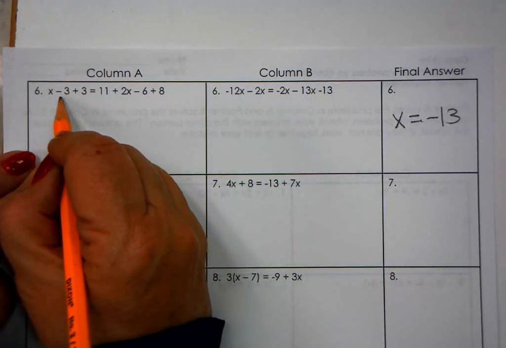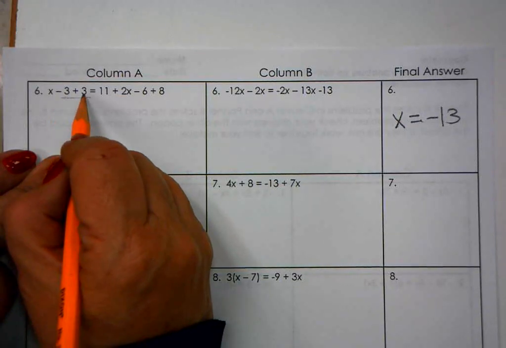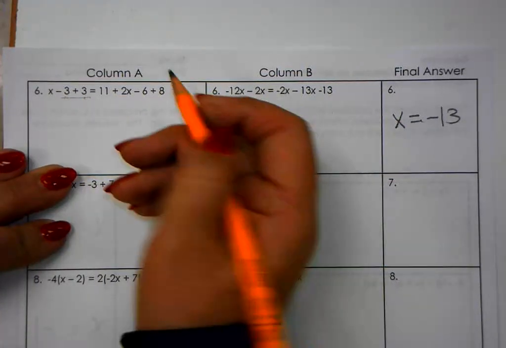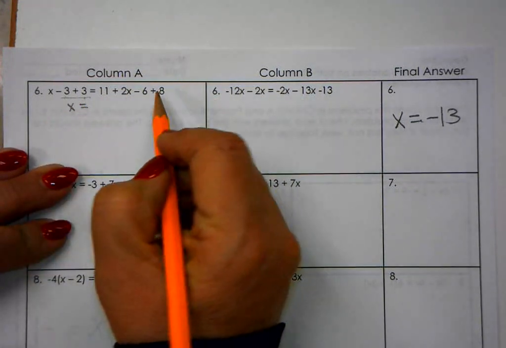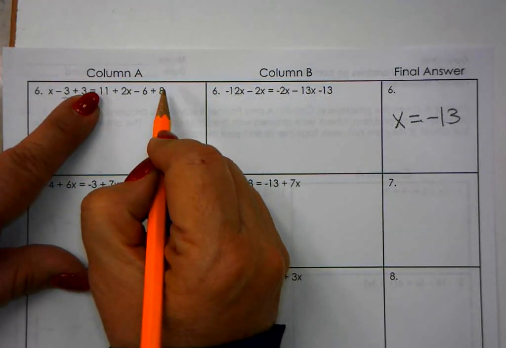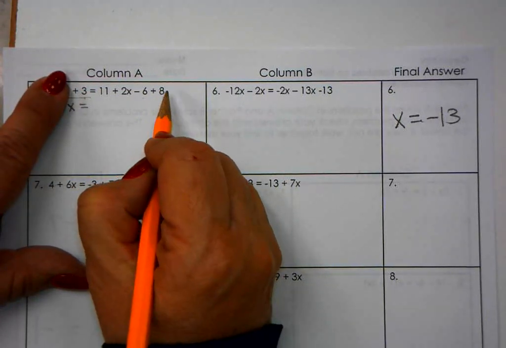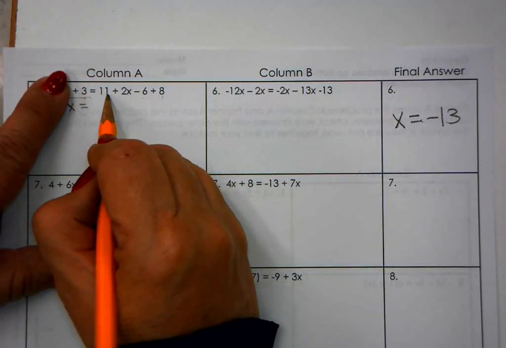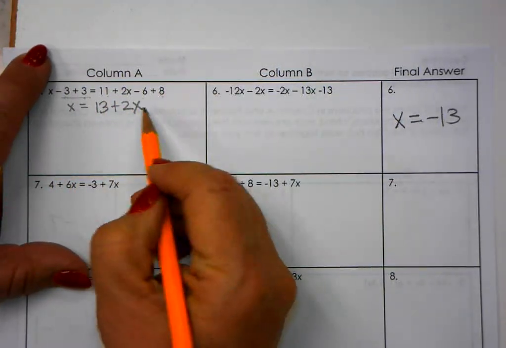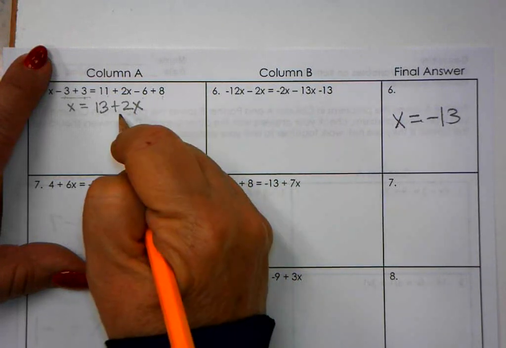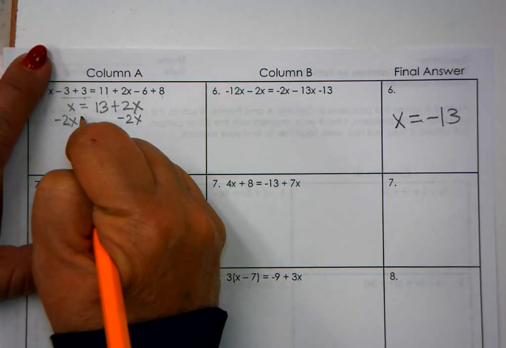Here I have two constants that I can put together. So I have a negative 3 plus a 3. That gives me a 0. So I'm left with just x equals. Now look on this side. I have a negative 6 plus 8 gives me a 2. 2 plus 11 is 13 plus 2x. I'm going to need to bring the 2x to the other side. Minus 2x.